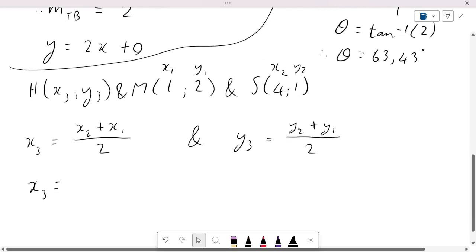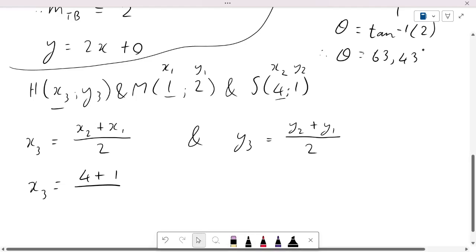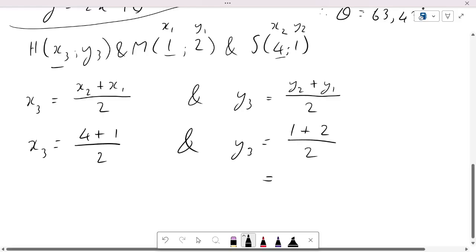Now we need to find out what our x3 is. So we need to use our x1 and our x2. So x3 is equal to x2, which is 4, plus x1, which is equal to 1. Remember, the order of these two x's doesn't matter, because it's a plus. It's commutative. Then this is all over 2. And y subscript 3 is equal to y2, which is 1, plus y1, which is 2, all over 2. So therefore, y3 is equal to 3 over 2, and x subscript 3 is equal to 4 plus 1, which is 5, so 5 over 2.